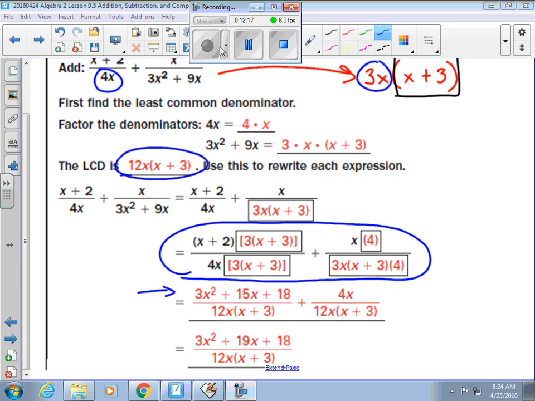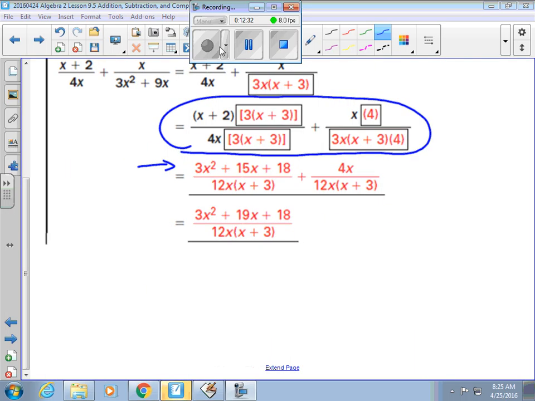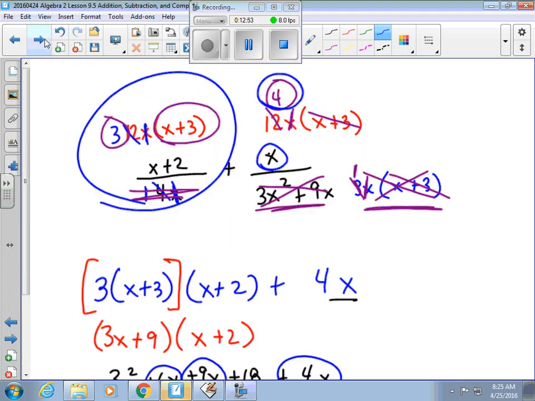And since our common denominator was 12x over x plus 3, that's what it's going to be over, 12x times x plus 3. And again, I know I took you through a long explanation there, but this is actually easier than it looks. You have to get a common denominator. Getting the common denominator is the tough part. Cancel out everything. Multiply everything together to get 3x squared plus 19x plus 18, and then put it back over the common denominator. So let's look at one more example like that to see if we can make a little bit better sense out of that problem.